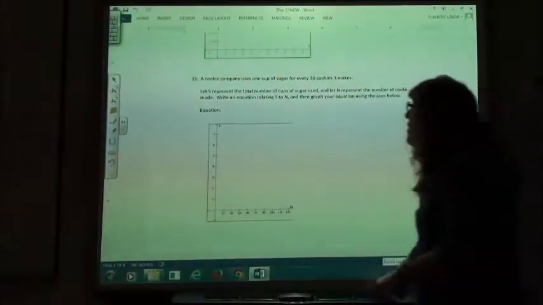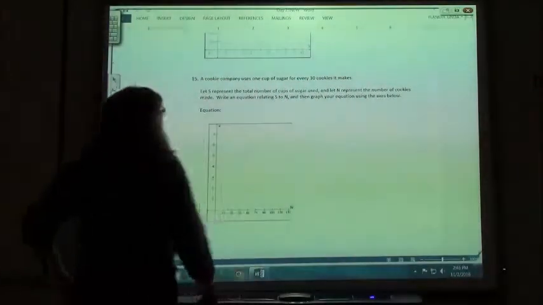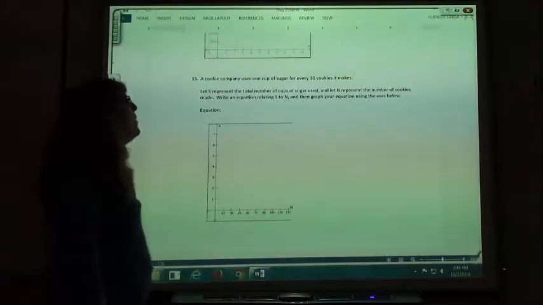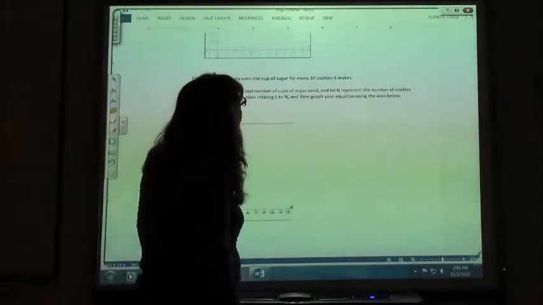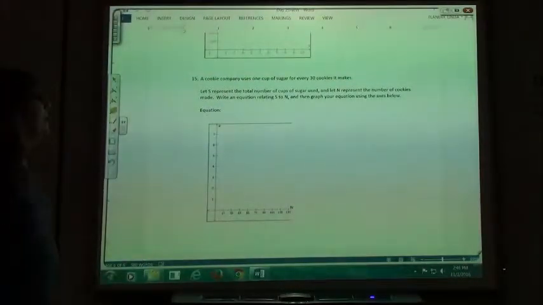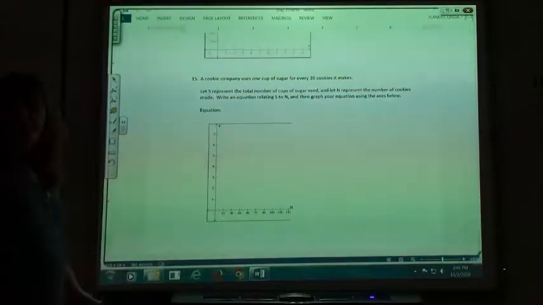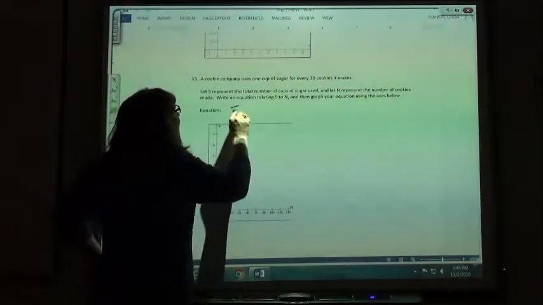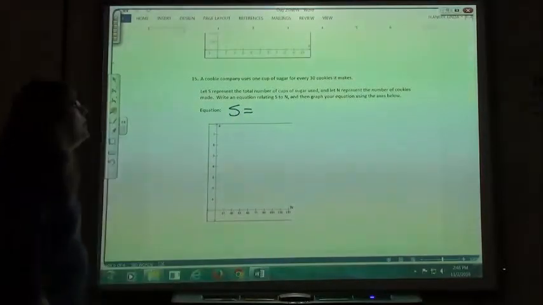And the last one here. A cookie company uses 1 cup of sugar for every 30 cookies it makes. Let S represent the total number of cups of sugar used, and N represent the number of cookies made. Write an equation relating S to N, then graph your equation using the axes below. So we know we want our equation to say S equals.